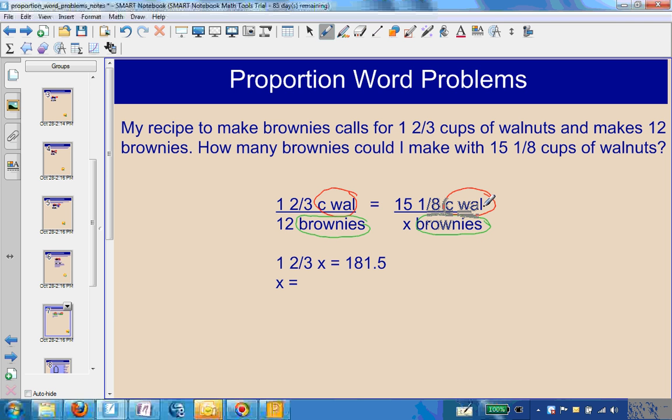I'm going to have cups of walnuts across from cups of walnuts, brownies across from brownies, and I'm going to cross multiply to solve. So I get 1 2/3 x equals 12 times 15 1/8, which is 181.5. And when I divide, I end up with 108.9 brownies. So we would round that down to 108 brownies.